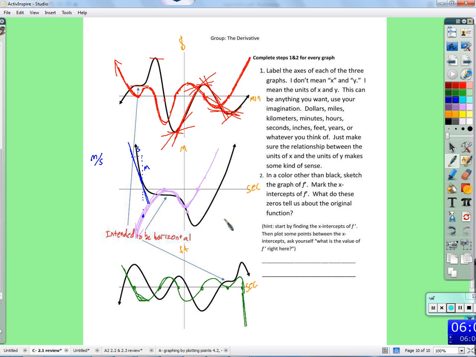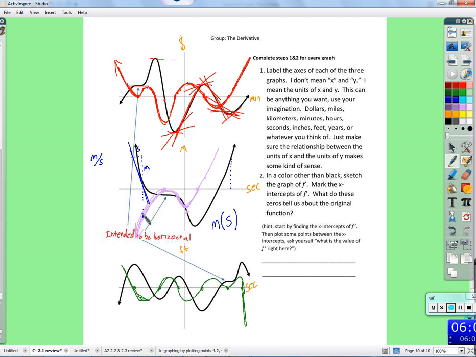So what is the y value of the original function? What units is it in? Meters, right? So this is a function that gives me meters. This is like f of x, right? Meters of what? Seconds. So this is a function that gives you meters if you give it seconds, right?